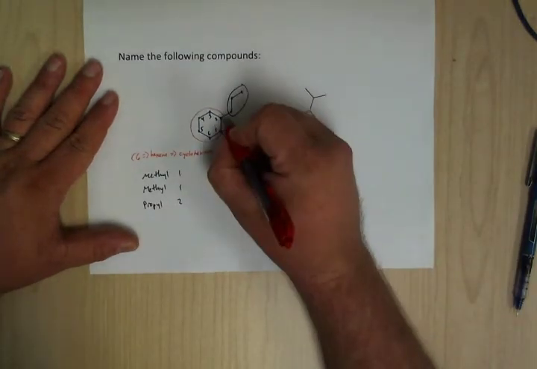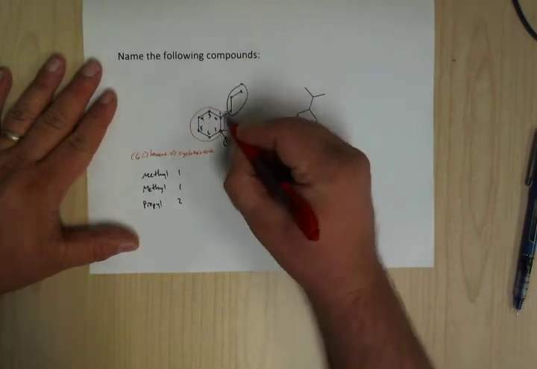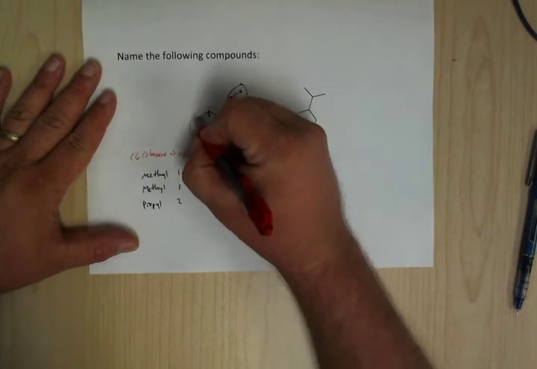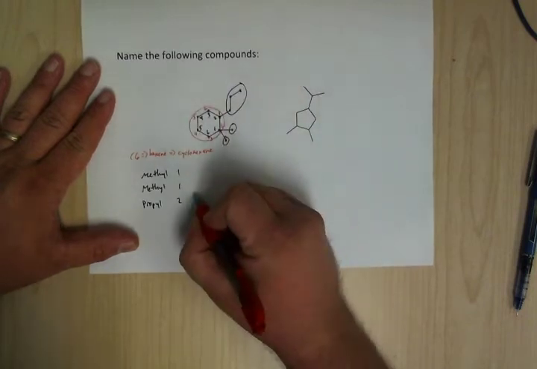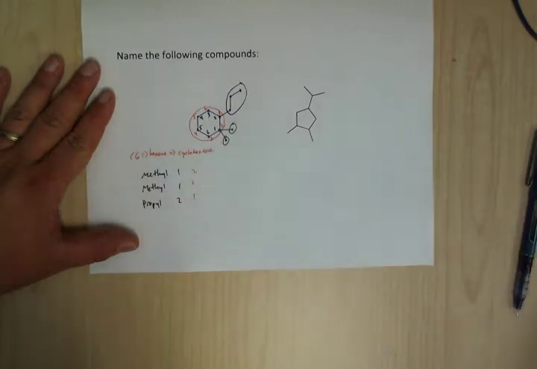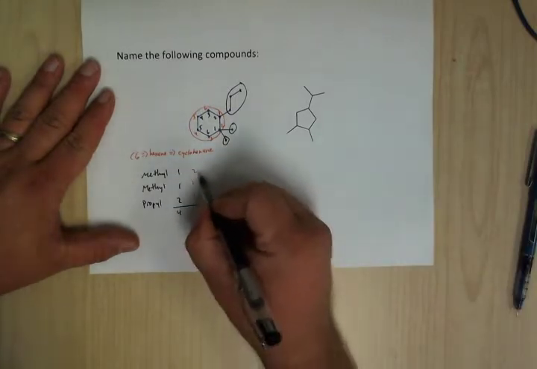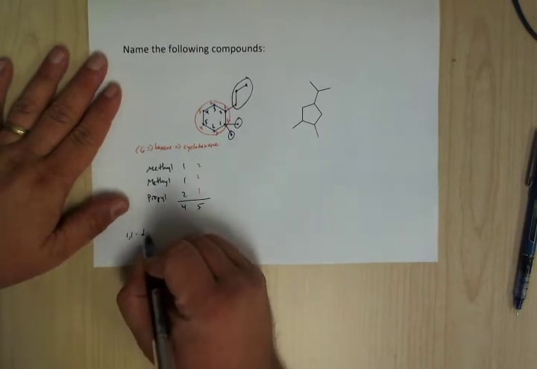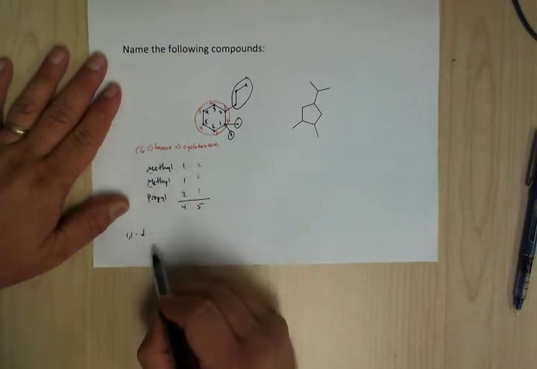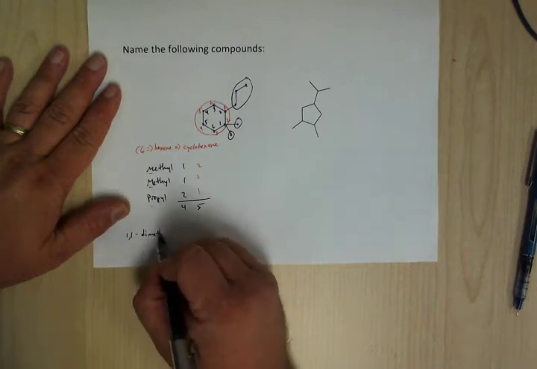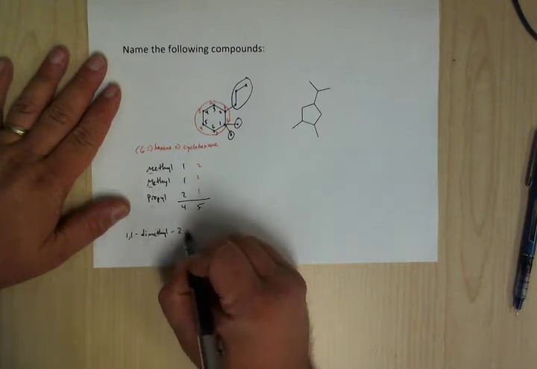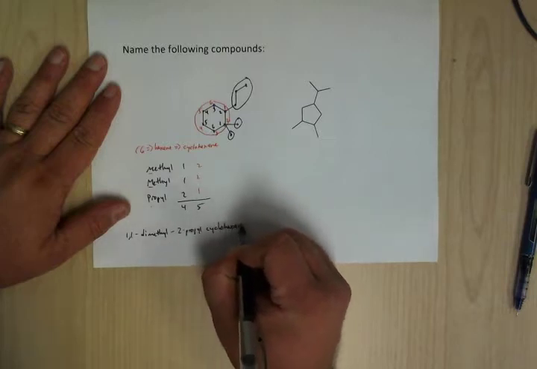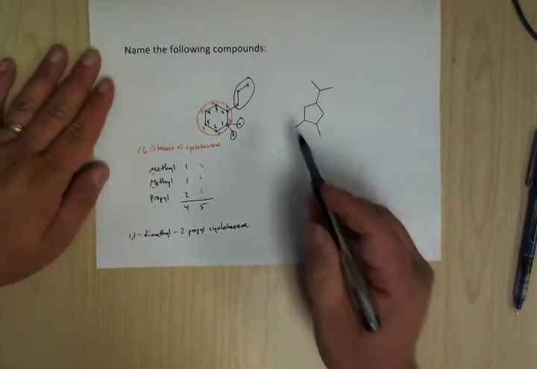Now if we said this was number 1, the nearest side chain neighbor is here, so that would be 2, 3, 4, 5, 6. So this would be 1, and that would make both of these 2. So we add them up. So this is 4, this is 5. So it becomes 1, 1. And methyl comes before propyl, so it becomes 1,1-dimethyl-2-propylcyclohexane. Oops. There you go.